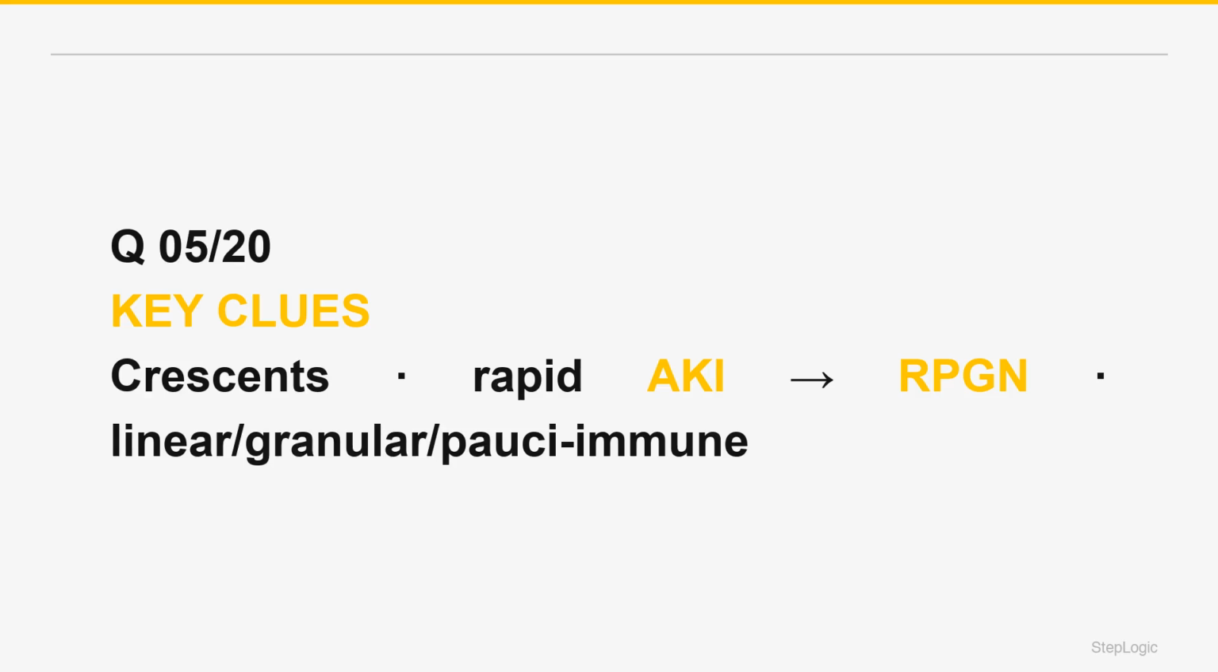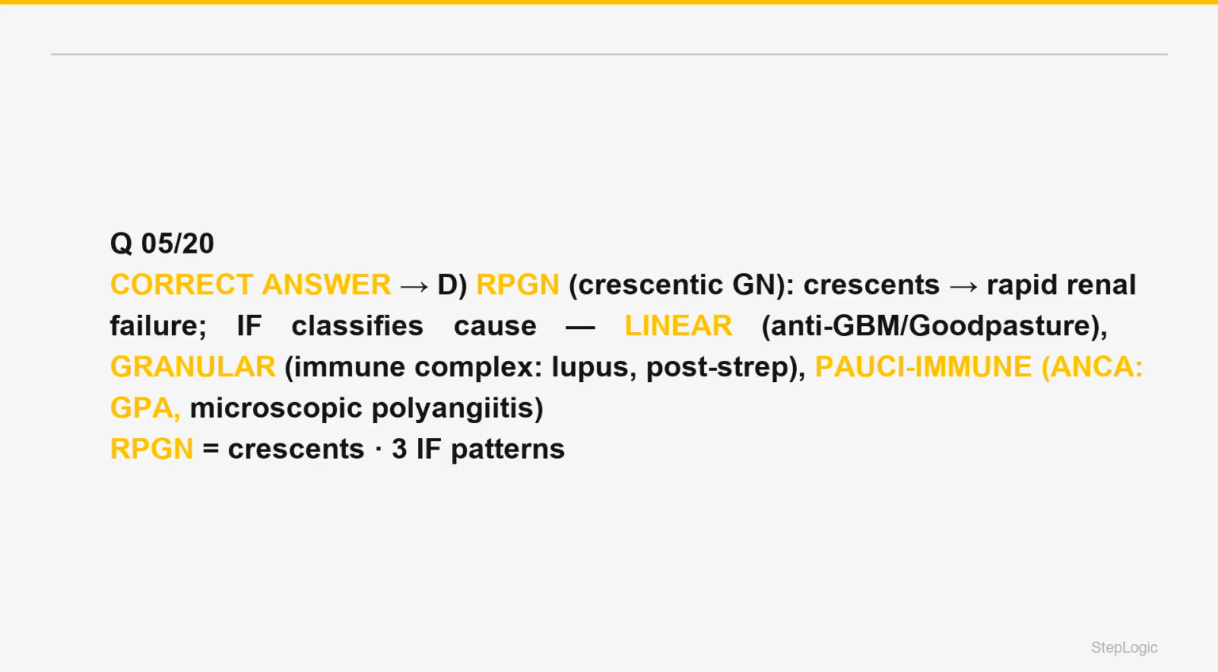This is rapidly progressive glomerulonephritis, RPGN, also called crescentic GN, the most aggressive nephritic syndrome, causing renal failure over days to weeks. The defining histology is crescents in Bowman space, crescent-shaped proliferations of parietal epithelial cells, macrophages, and fibrin that compress the glomerular tuft. It presents with nephritic features: hematuria, RBC casts, oliguria, rising creatinine. The correct answer is D.